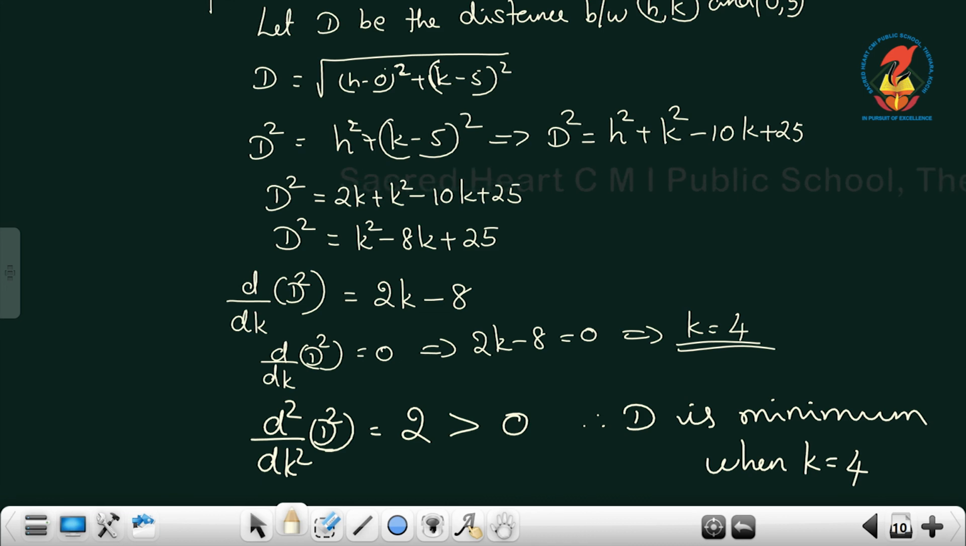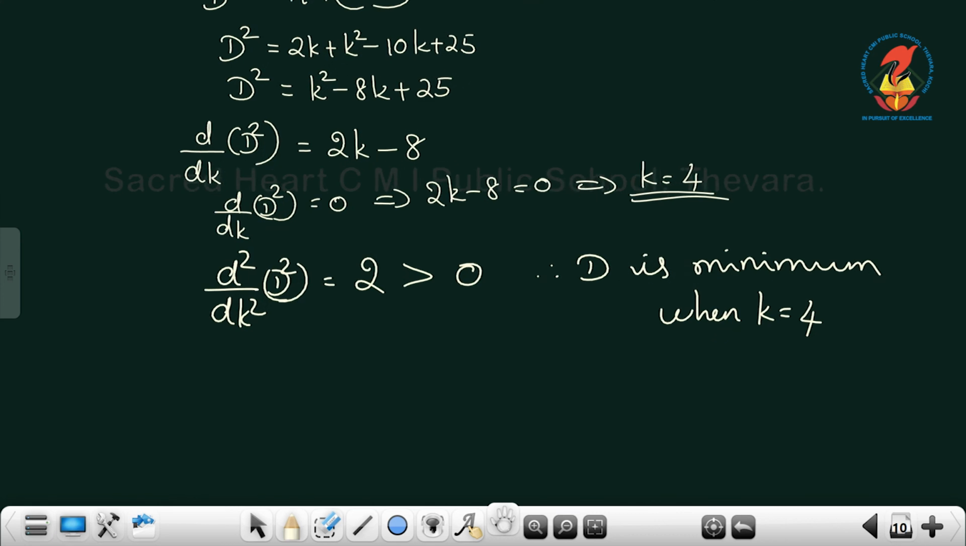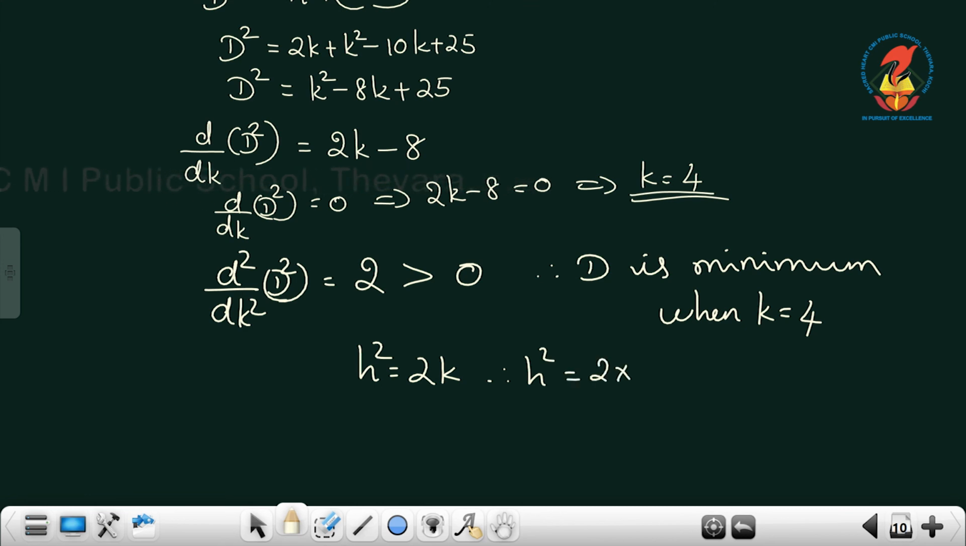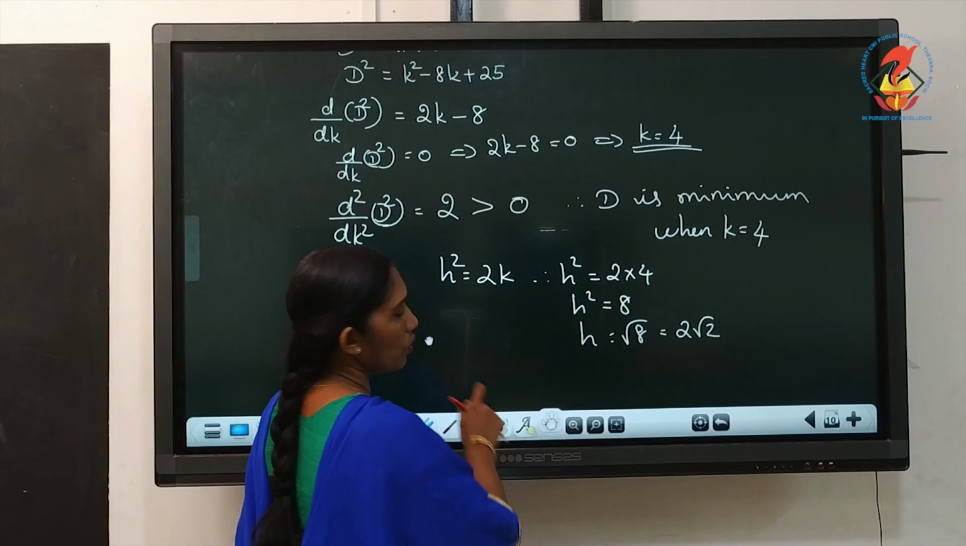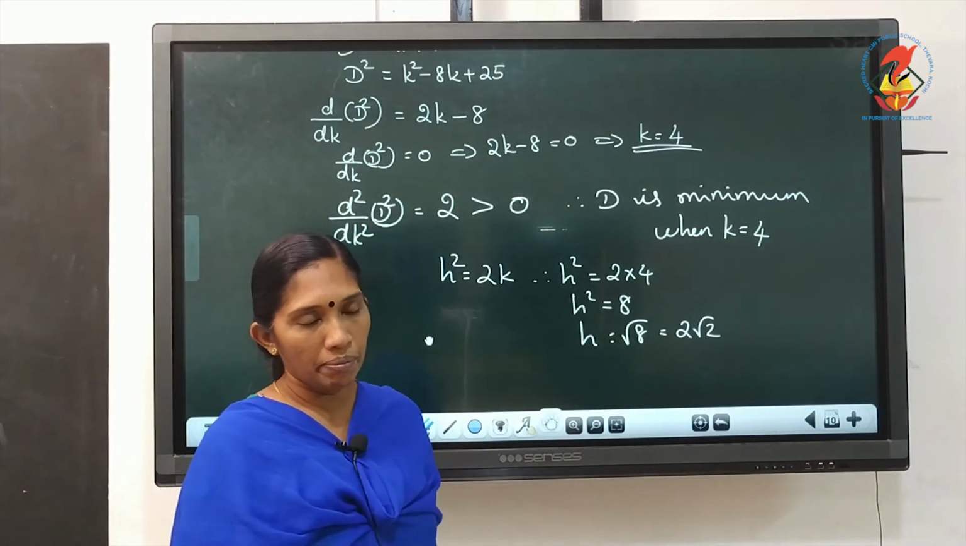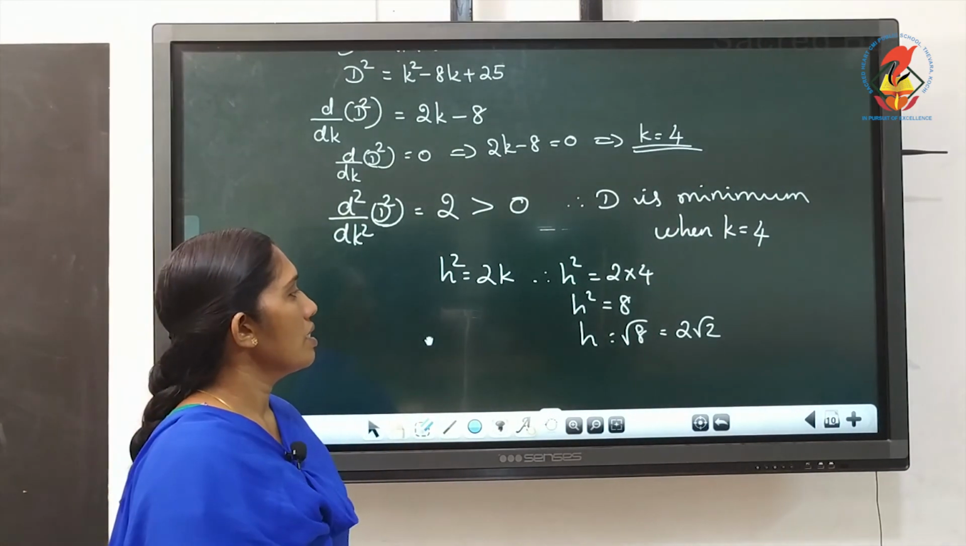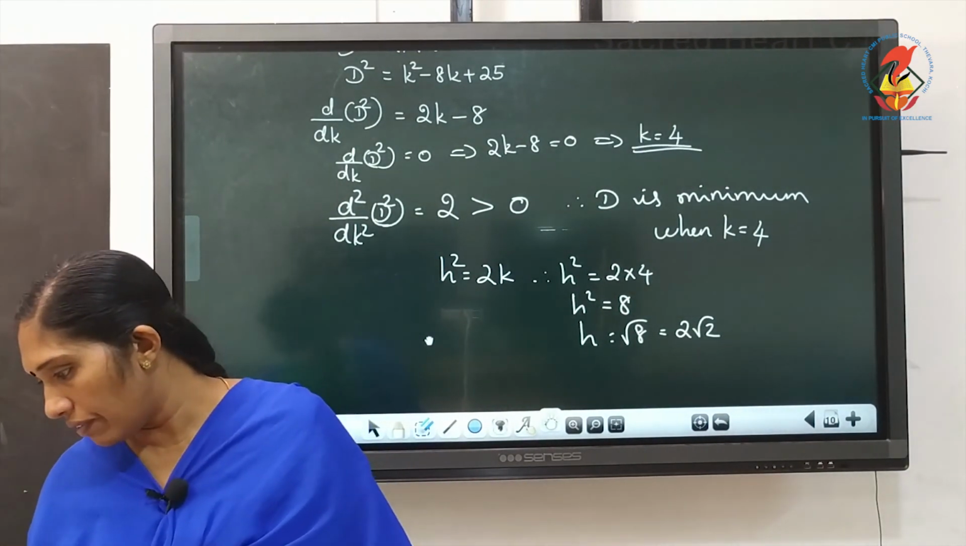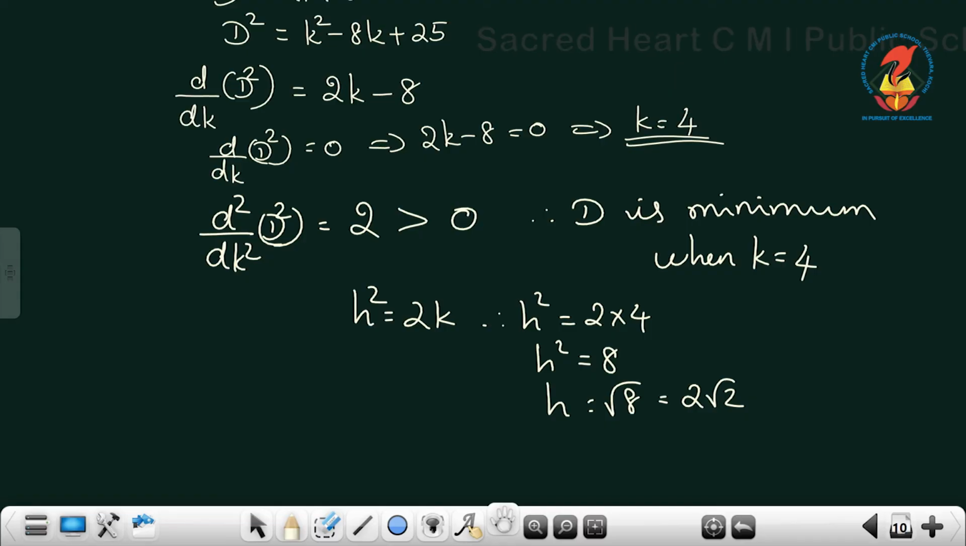Now, what is h? H square is equal to 2k. Substitute there. Therefore, h square is equal to 2 into 4. H square is 8, or h is equal to root 8, which is 2 root 2. We can write plus or minus 2 root 2. It's an objective type question in the textbook, so there only the positive value is given.